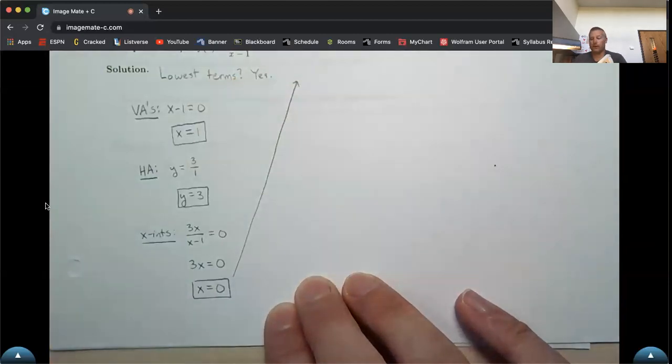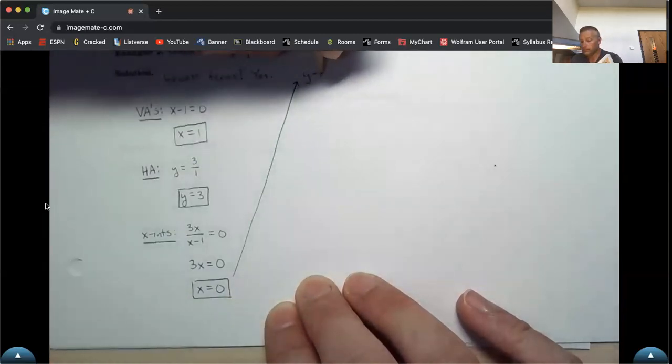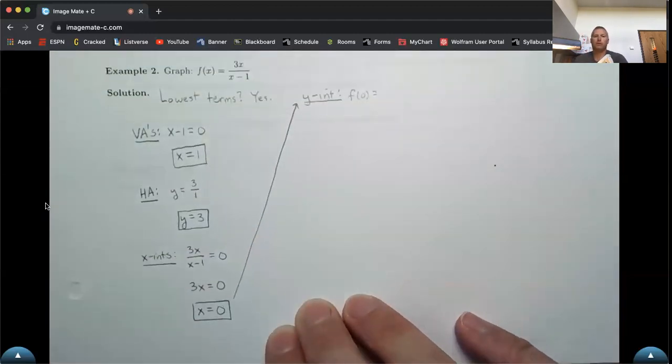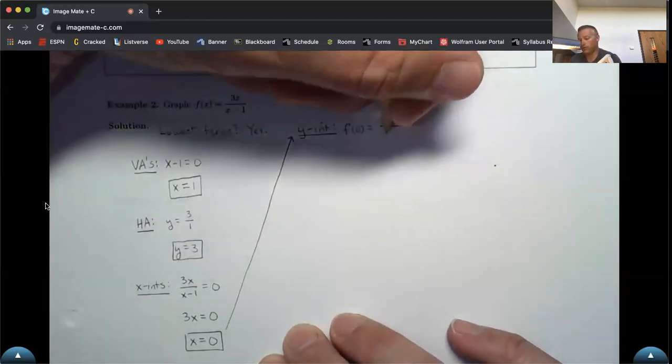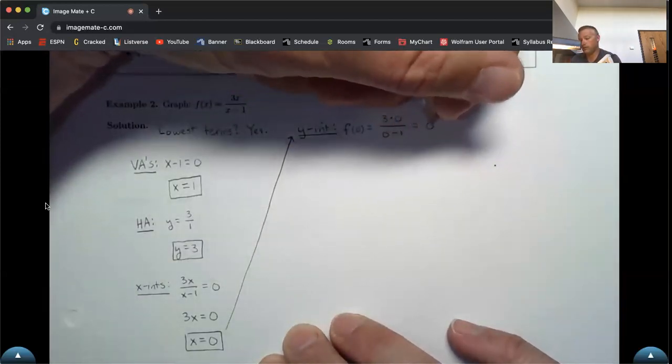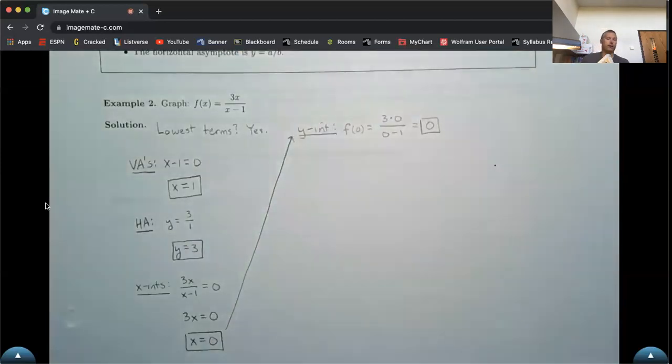Next, let's find the y-intercept. Here we'll let x be 0. f of 0 is 3 times 0 over 0 minus 1. So that's 0 over negative 1, or 0.